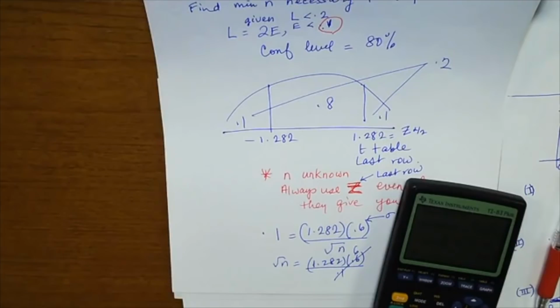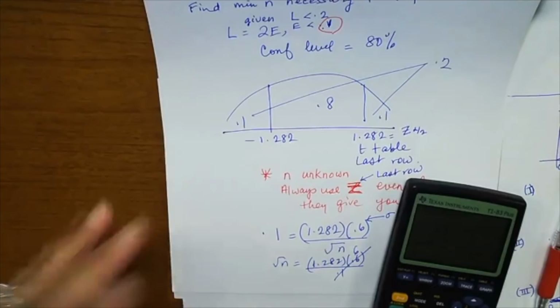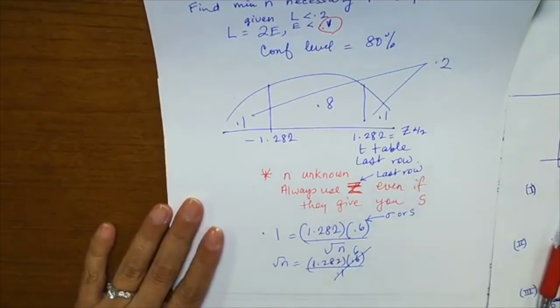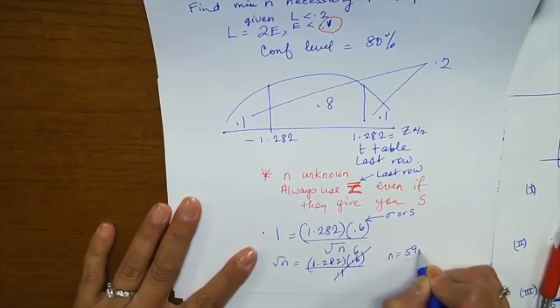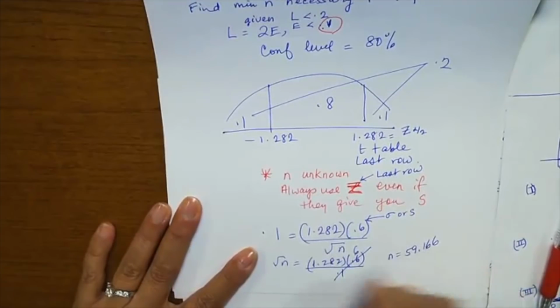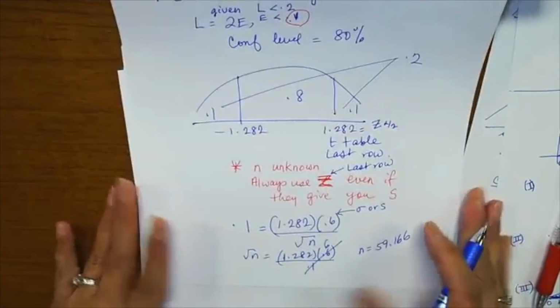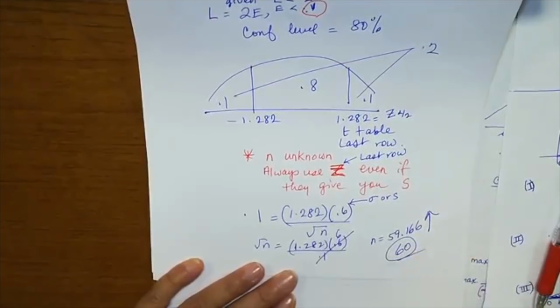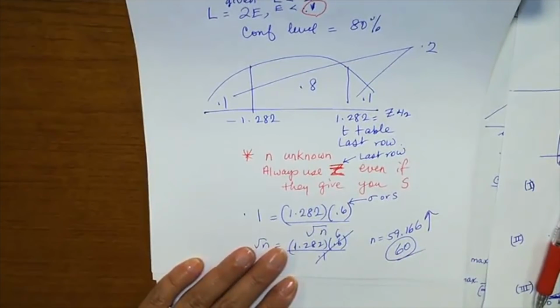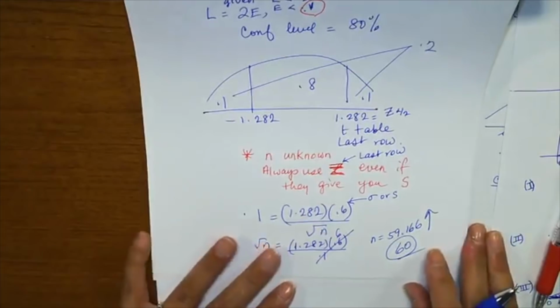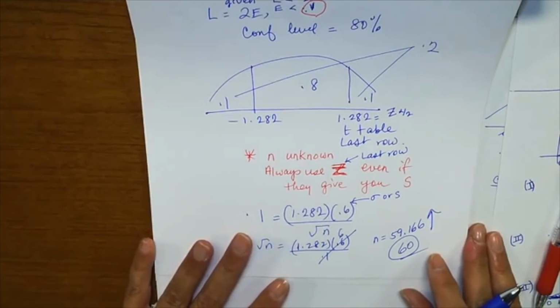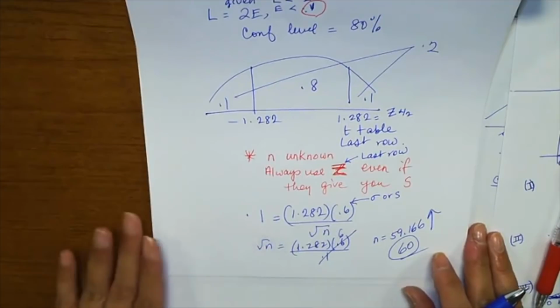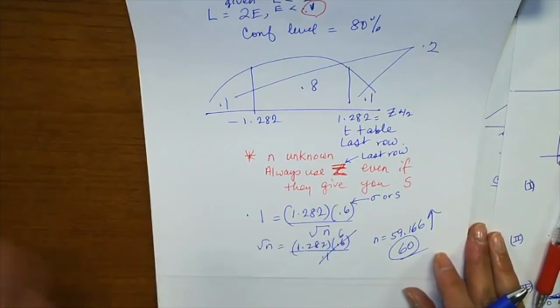7.692. But I don't want that. I want the square of it. So square that guy. 59.166. N equals 59.166. So non-integers don't work because it's a sample size. Round up to 60. Get it? Question? All this is in your notes. I'm just doing a recap.